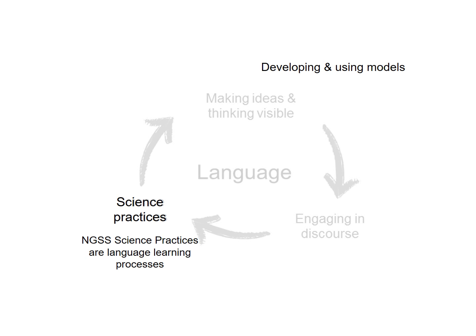The first is developing and using models. Now, what are some of the connections between developing and using models and language? First, models are diagrammatic representations of ideas and concepts. Second, models may contain graphs, labels, explanatory text, which are all components of language. Third, models provide a means to use and learn vocabulary in a meaningful context. And finally, models provide a focus for meaningful discourse and sense-making of natural phenomena.